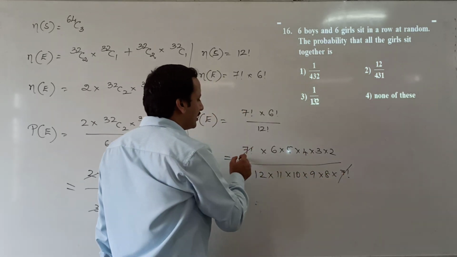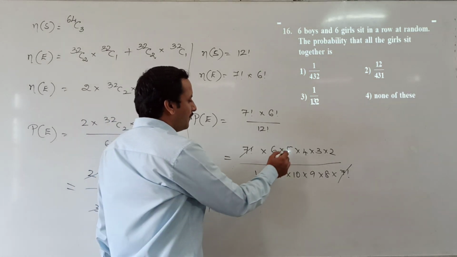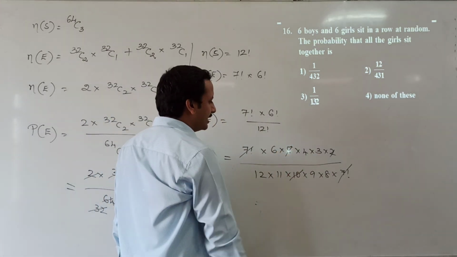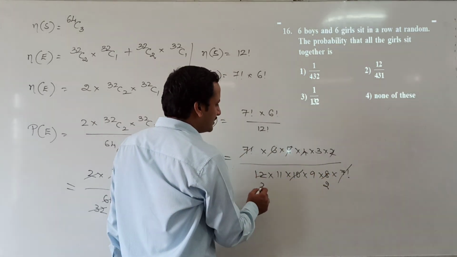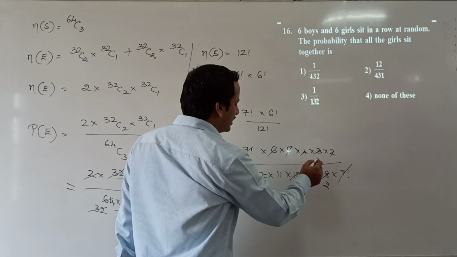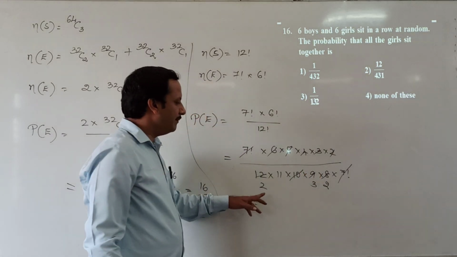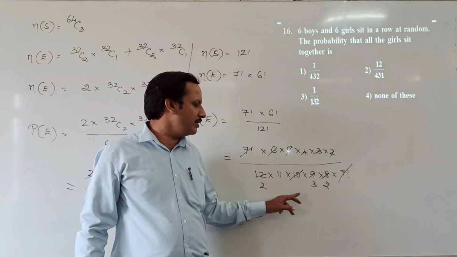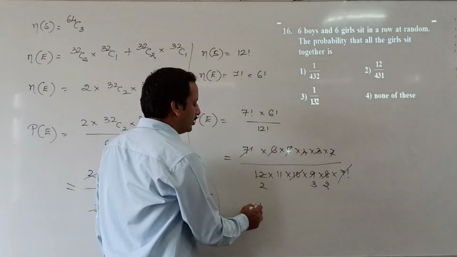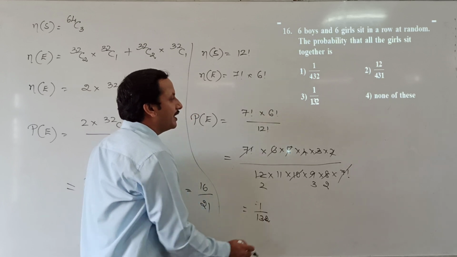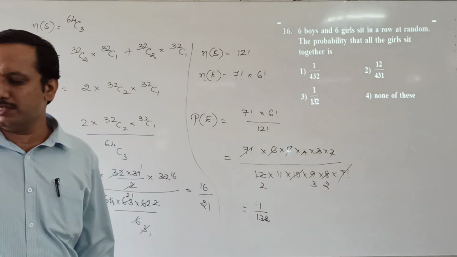7 factorial gets cancelled. 5 into 2 is 10, that 10 gets cancelled. 4 twos are 8, 6 twos are 12, what is remaining now? 3. 3 ones are 3, 3 threes are 9. 11 into 2 is 22, 22 into 3 is 66, 66 into 2 is 132. The answer is 1 by 132, which is the third option.